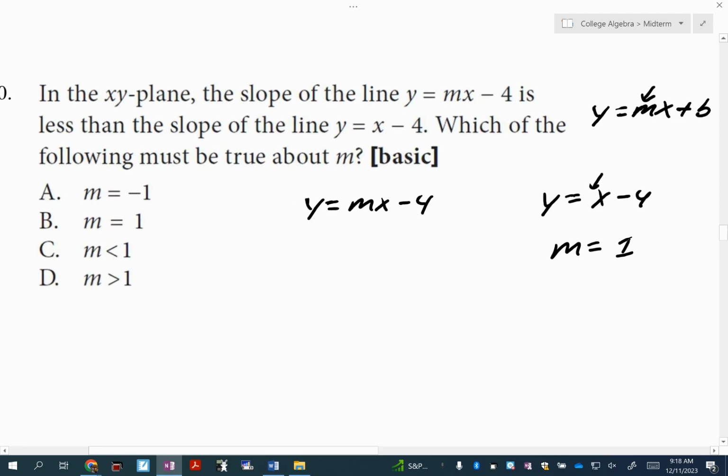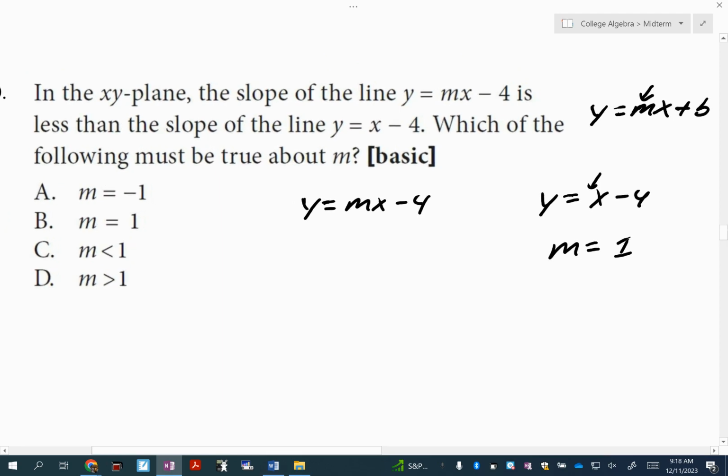It's saying that the slope of this line is less than the slope of the other line, which is 1. So this slope is going to have to be less than the slope of that other line, which is 1. So what should be true? M should be less than 1, which is C.